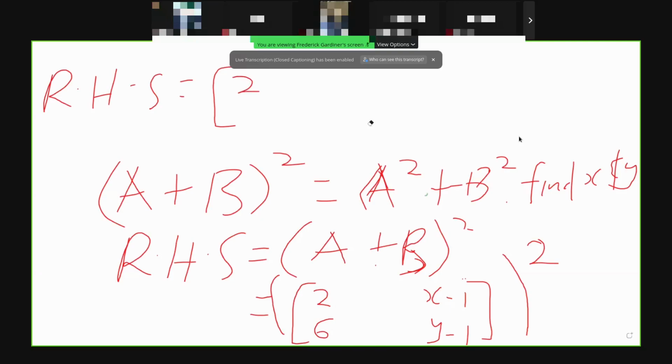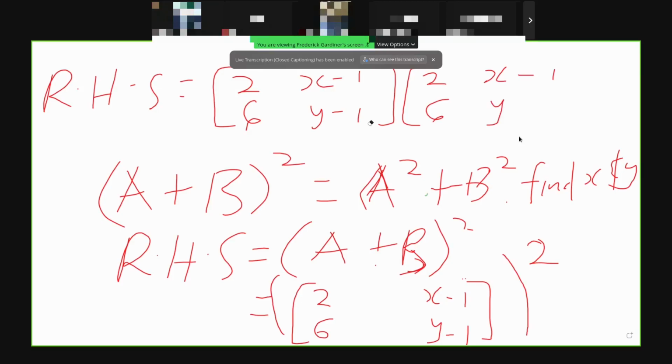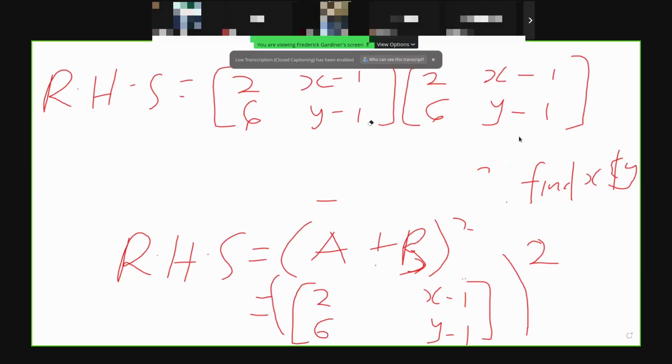2, 6, x minus 1, y minus 1, multiplying itself again, square, the same thing. 2, 6, x minus 1, y minus 1. And we all remember our multiplication of matrices. We are supposed to apply it here. So each row in the first matrix is going to take all the columns in the second matrix in the scalar dot fashion.